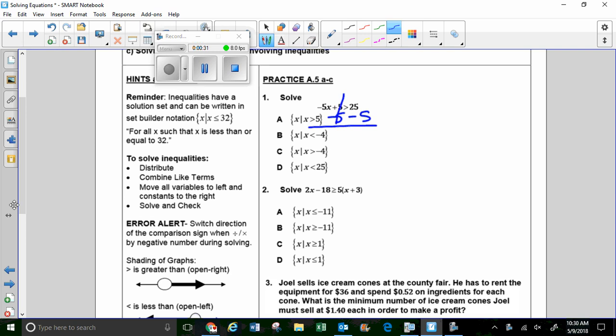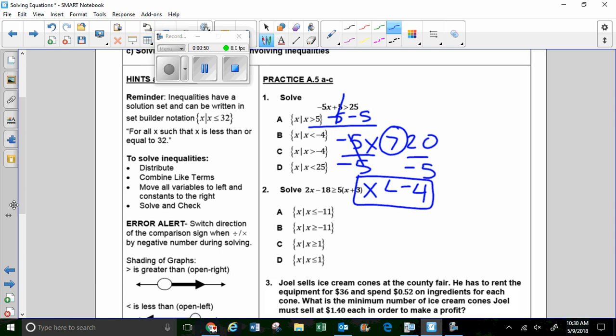So move your constant to the other side, which leaves me with negative 5x is greater than 20. And then divide both sides by negative 5. But because I'm dividing by a negative, I need to switch that sign. And that leaves me with x is less than negative 4. So go ahead and select the letter that goes with that, so that would be B.